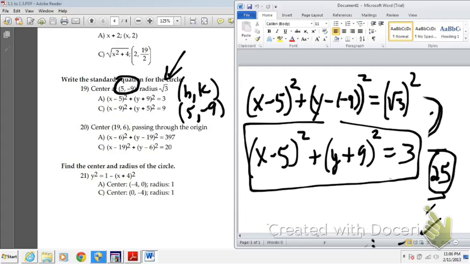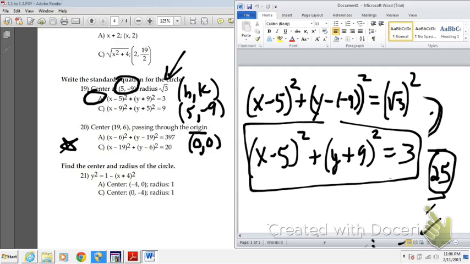So which answer does that look like? Aha! It's looking like A. Okay? And likewise, you would do the same with number 20. You guys have the answer key attached, so I'm sure you'll be able to figure that out. You just have to remind yourself that it's passing through origin, which is 0, 0. So you might have to think about, and you know the center, 19, 6.